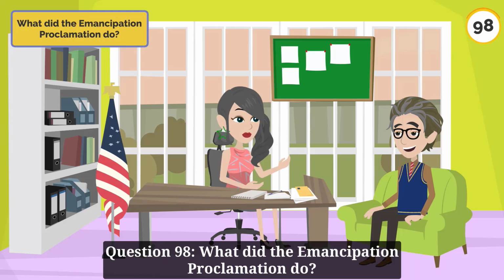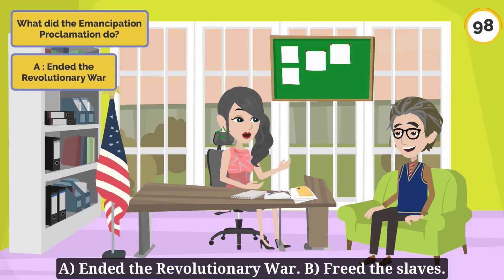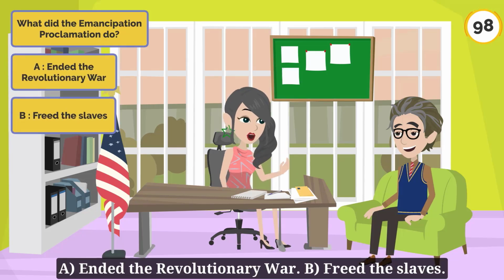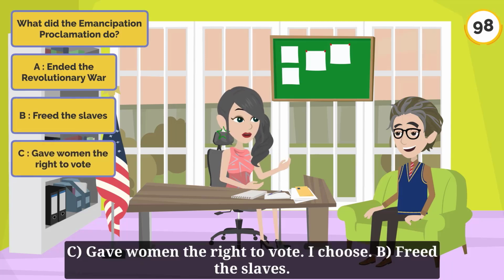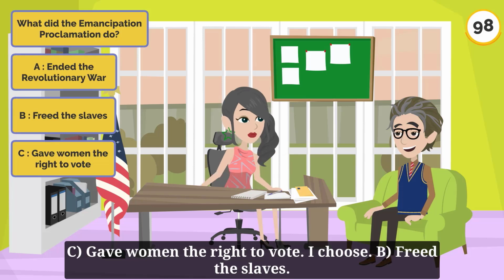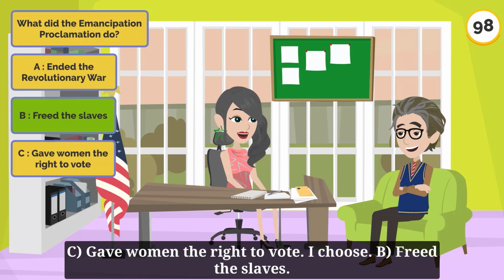Question 98. What did the Emancipation Proclamation do? A. Ended the Revolutionary War. B. Freed the slaves. C. Gave women the right to vote. I choose B. Freed the slaves.